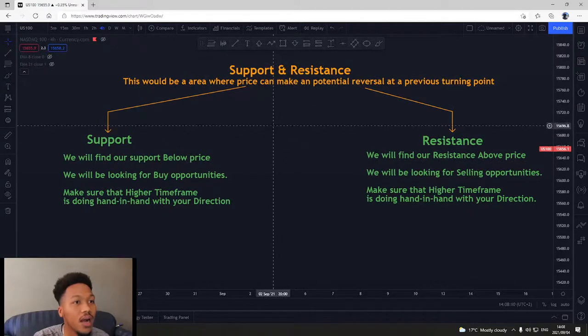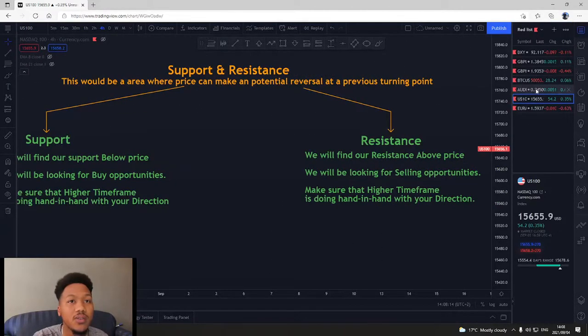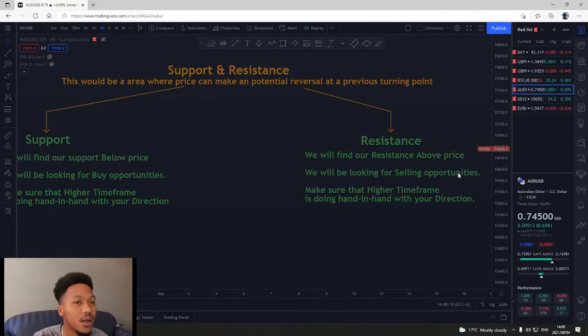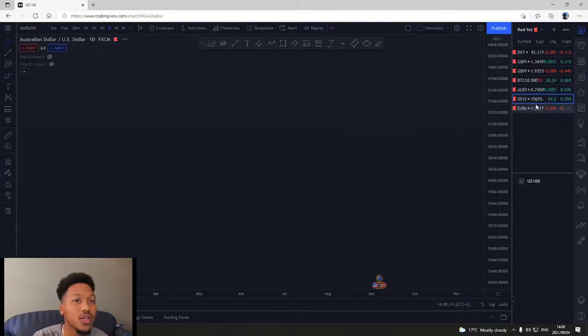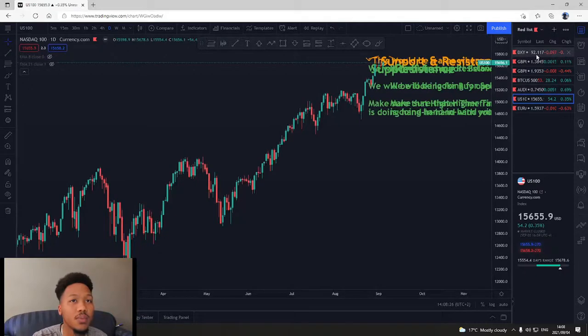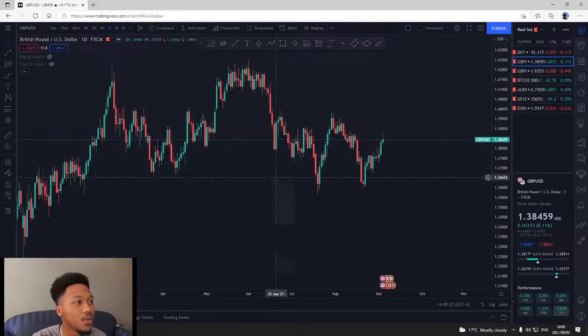Okay, if I can do this, just want to check something. Just want to show you an actual example. Nice trading market.